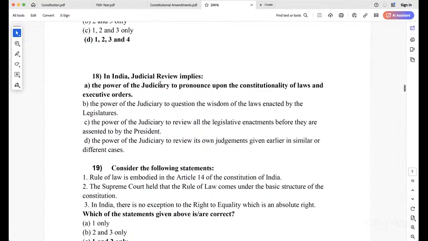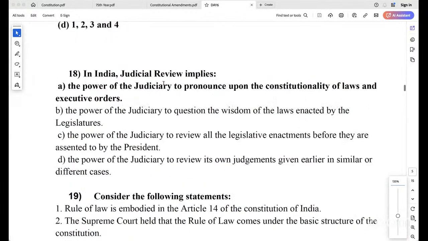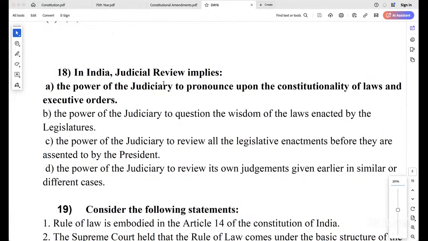Okay, in India, judicial review implies. What does judicial review imply? The power of the judiciary to pronounce upon the constitutionality of laws and executive orders. Second statement, to question the wisdom of the laws enacted by the legislature. Will that come? No, it checks whether it is constitutional or unconstitutional or whether it is in contravention with the basic structure of the constitution. That is what they do in this judicial review.